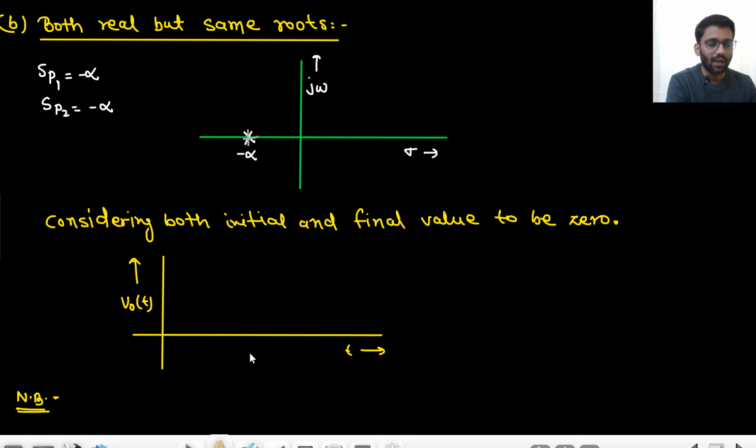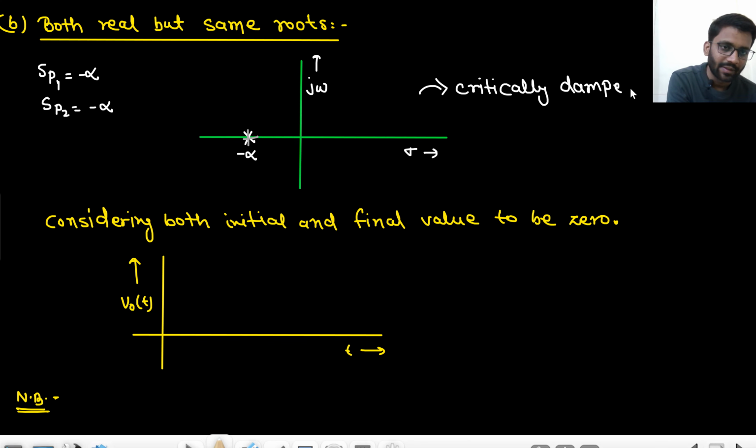So now how will the response look like? That is the condition. Okay, how will the response look like? And what is this system called? Previously it was called underdamped response. This system is known as critically damped. Critically damped means there is enough damping to kill the oscillation. This is critically damped.